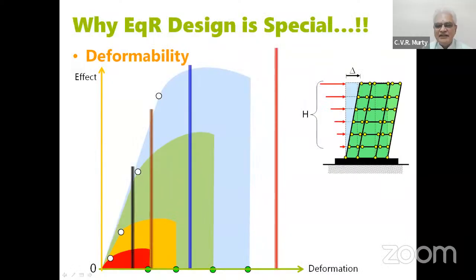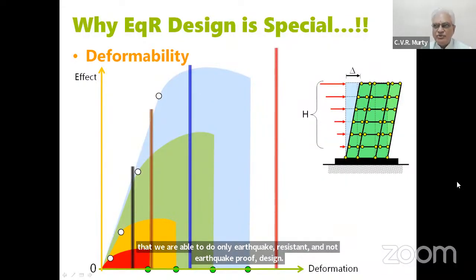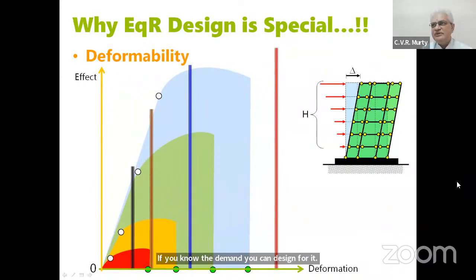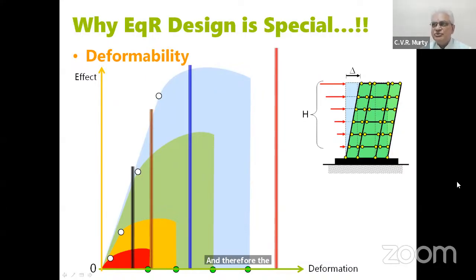Earthquake resistant design and not earthquake proof design. If you know the demand, you can design for it. If you don't know the demand, you will not be able to design for it because that can be any number larger than what you already know. And therefore, deformability is the key if you want no collapse.